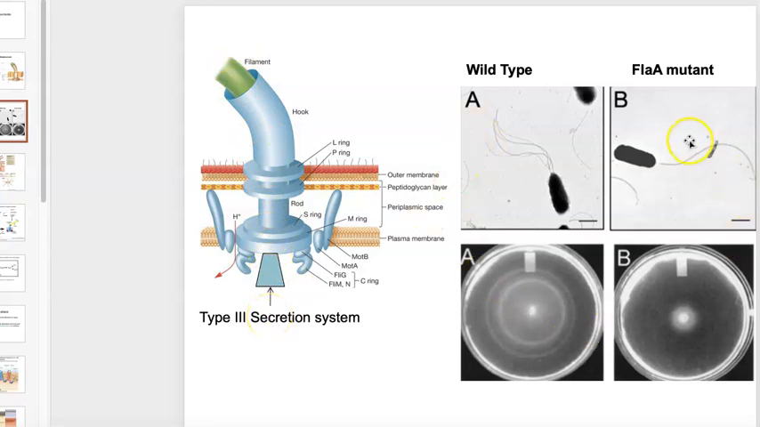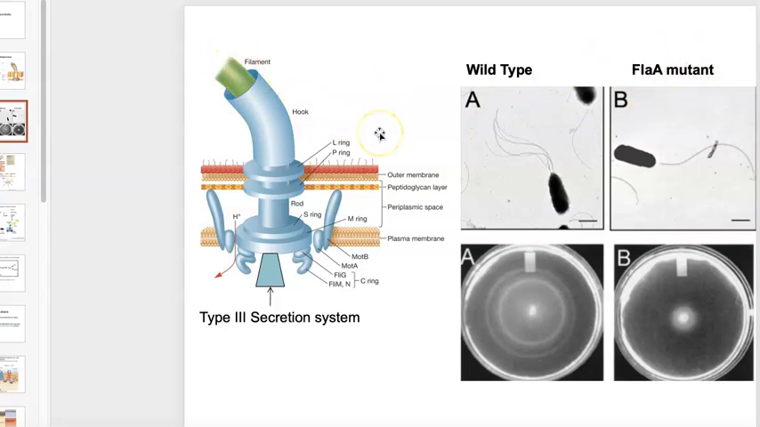Over here are some actual data, as I mentioned. Again, this is Vibrio fischeri that we've been working with a fair amount in the lab. And this is the wild type. So here's the bacterium and then a tuft of polar flagella. A friend of mine made this flaA mutant. So flaA is one of the main filament proteins.